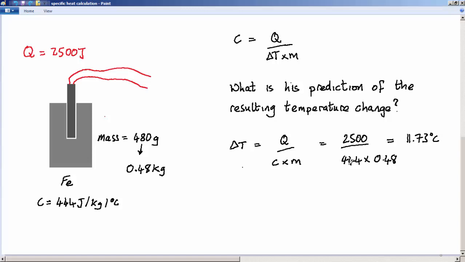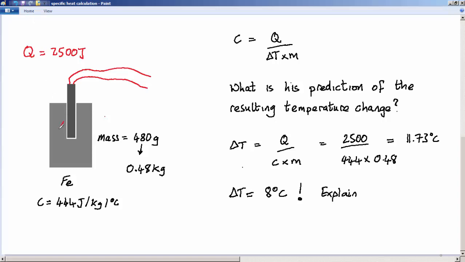And you are then told that when the student performed the experiment, he found out that the temperature change was in fact only delta T equals 8 degrees Celsius. And then you are asked to explain what the pupil or student did wrong. And you realise that what he hasn't done is he hasn't taken into account that heat will be lost from the block to the surroundings as the heater heats it up.